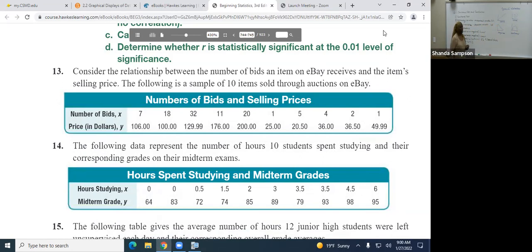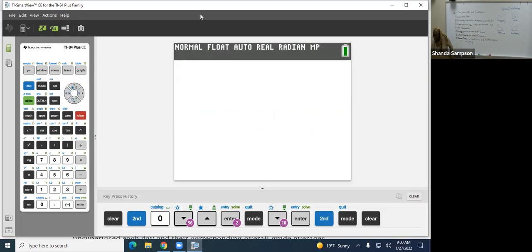Is there a way to delete all of these? Yes, that's a good question, actually. Let me go over that real quick, because I'm going to be honest, I kept clearing my calculator last night.